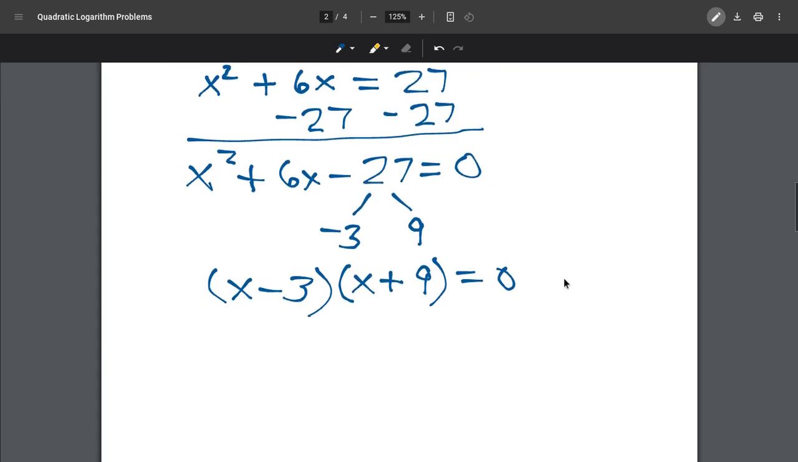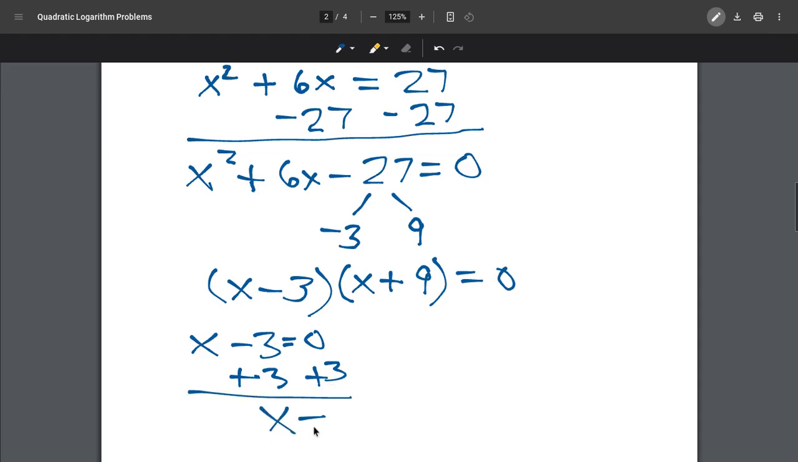Okay, so we can again use the zero product property here. We can say x minus 3 equals 0. Add 3 to both sides. We get one potential solution: x equals 3. We can set x plus 9 equal to 0 and subtract 9 from both sides.